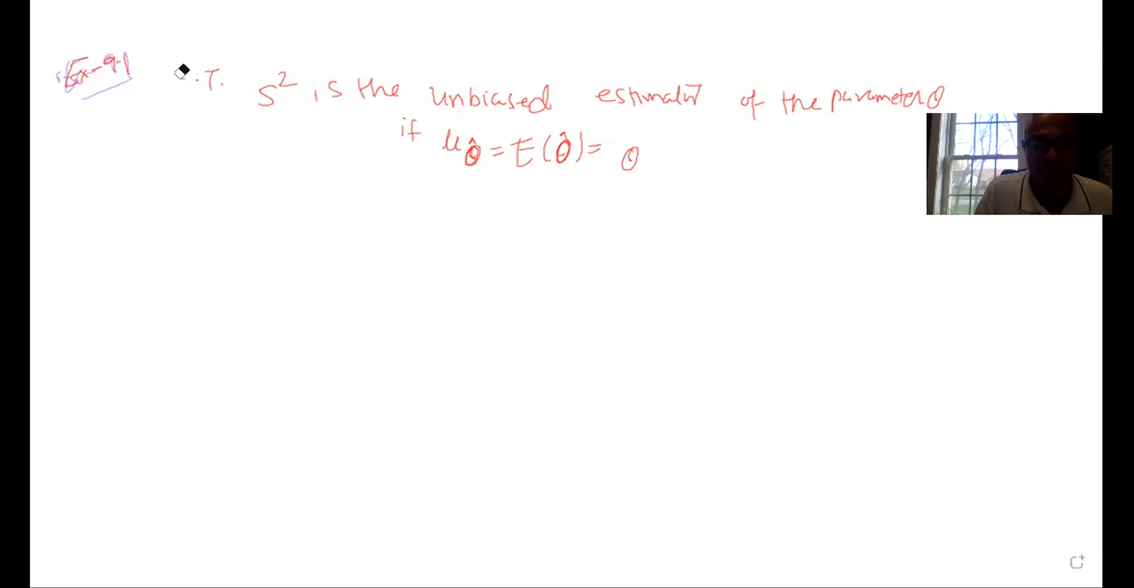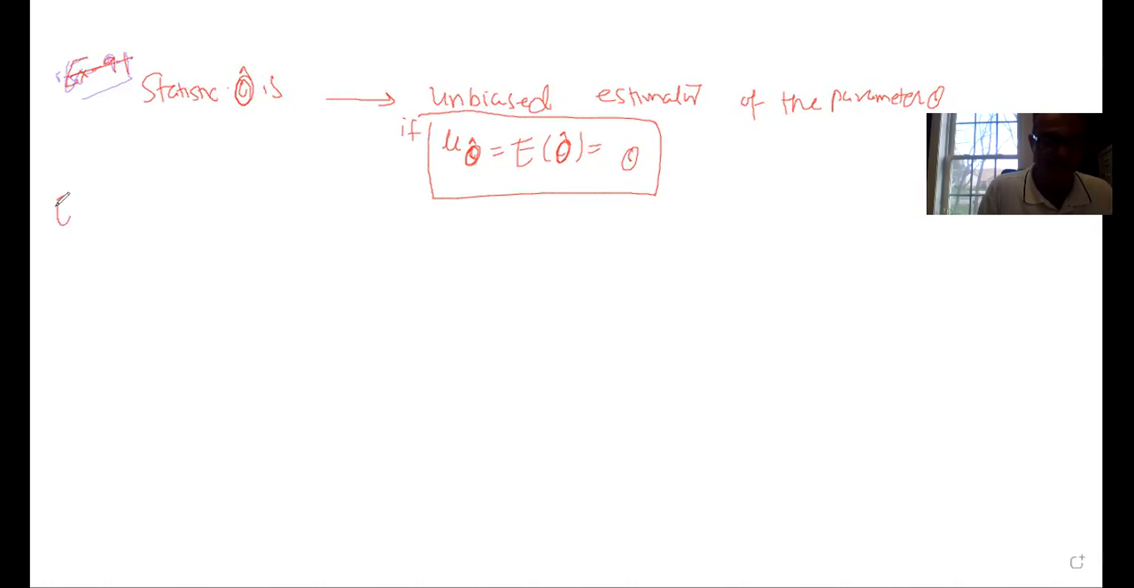Let me write it like this: the statistic theta cap is an unbiased estimator of the parameter theta if this condition is satisfied. And now I'm going to start my example 9.1.